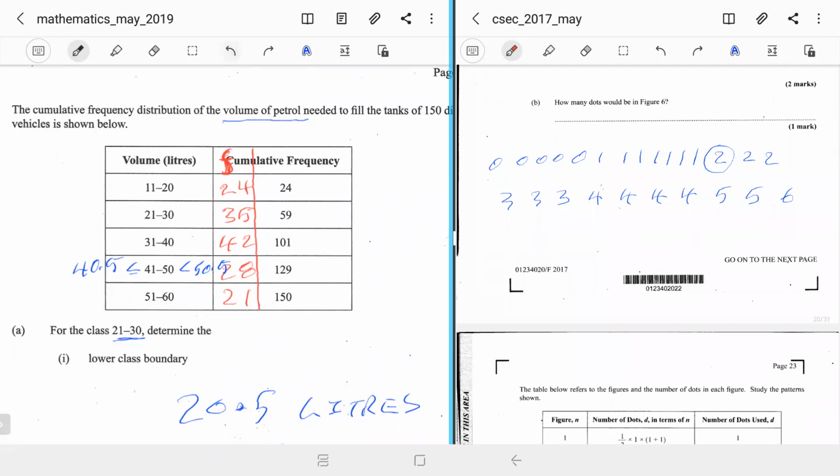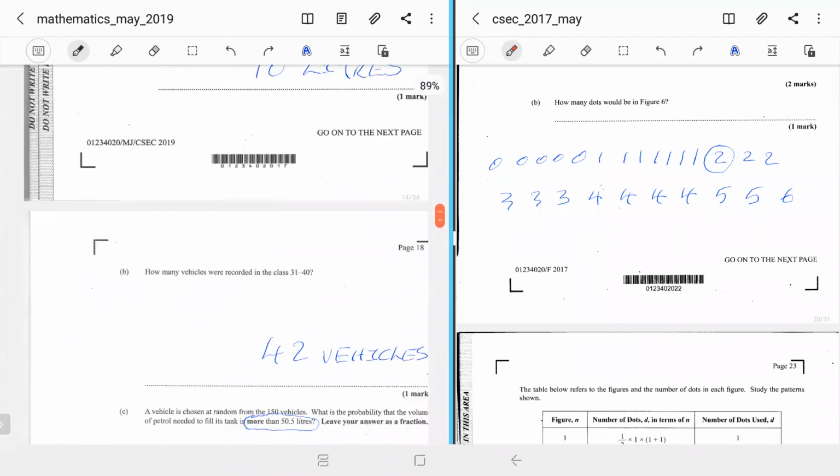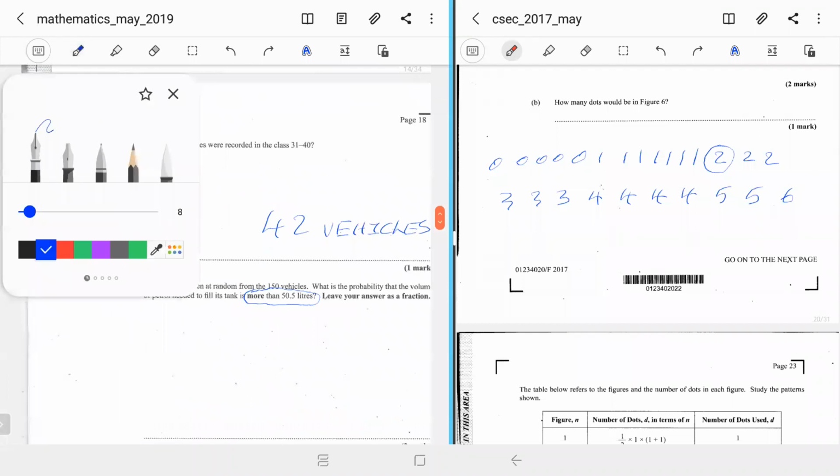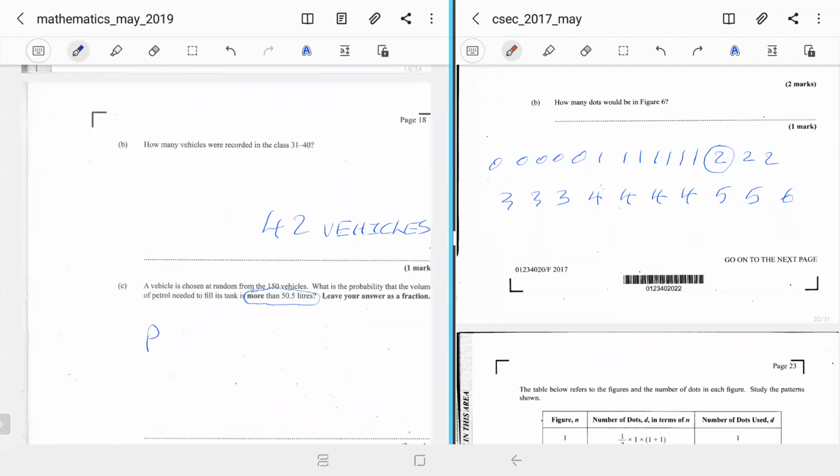All right? So what's the probability? What would it be? Sir, 21 over 150. So the probability of greater than 50.5 liters becomes 21 over 150. You can simplify it down, but even if you leave it like that, you get the marks. It can be divided by what? 3. Divide the numerator by 3 and the denominator by 3 and get 7 over 50. Leave it as a fraction. Very good with that? Yes, sir.